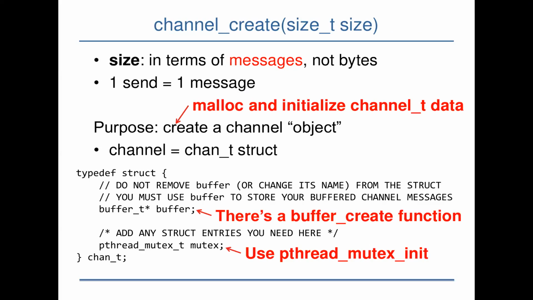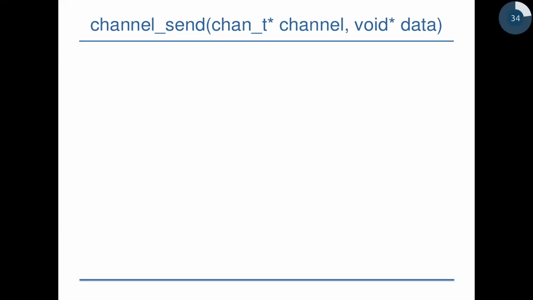For mutex, you use pthread mutex init. For semaphores, sem init, and likewise for condition variables. Make sure you initialize everything in channel create. Whatever needs to be initialized for creating a channel, initializing the chan_t structure, has to be done in channel create. Now there is channel send. The channel is already initialized. We have a pointer to this channel and then data. Data is opaque, so we don't know what kind of data we pass. It's just a pointer, and we have to store that pointer in a queue.